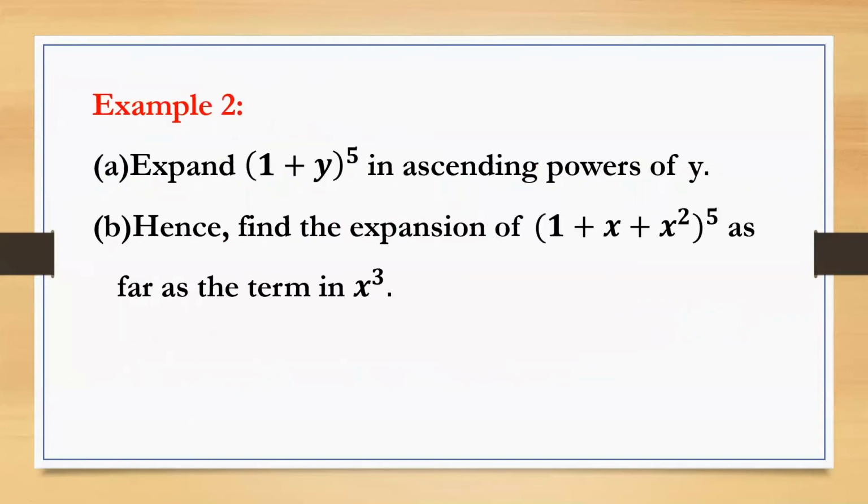Second example, part A: expand (1 + y)^5 in ascending powers of y. Part B: hence find the expansion of (1 + x^2)^5 as far as the term in x^3. So part A is quite simple.